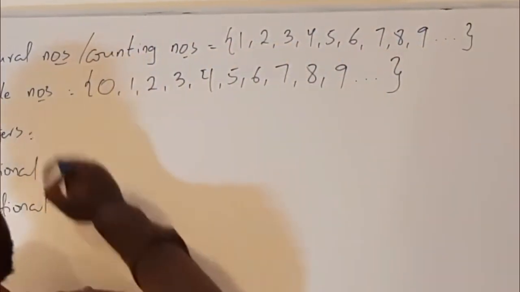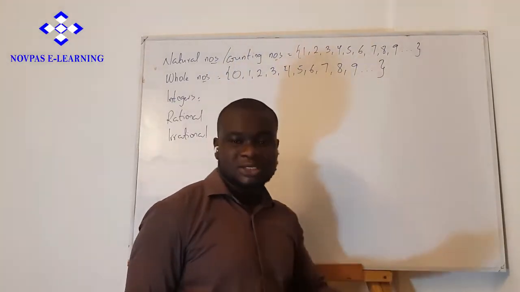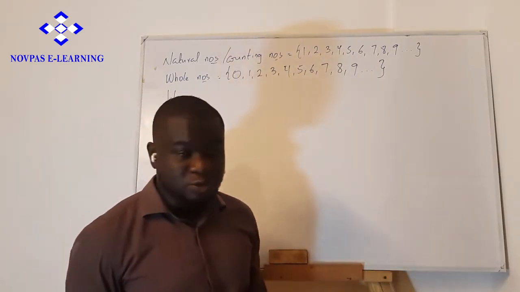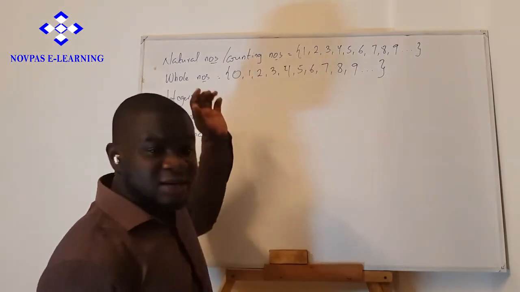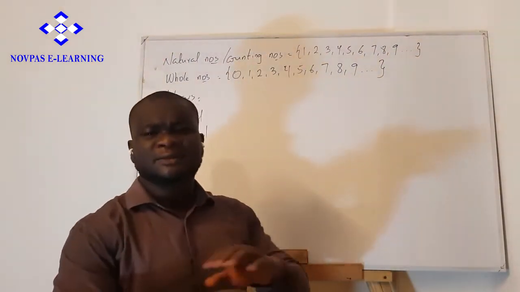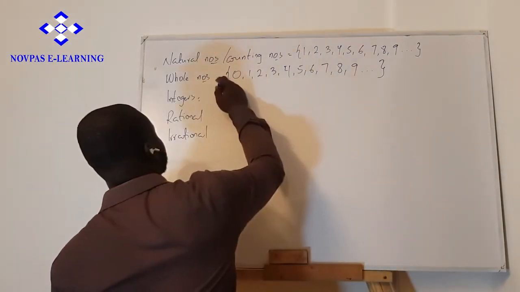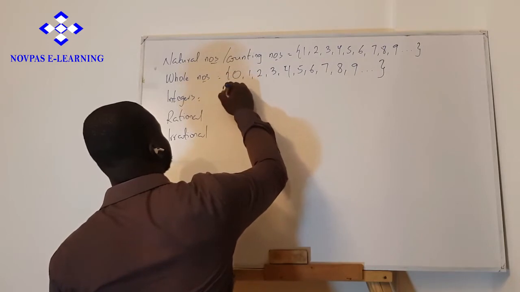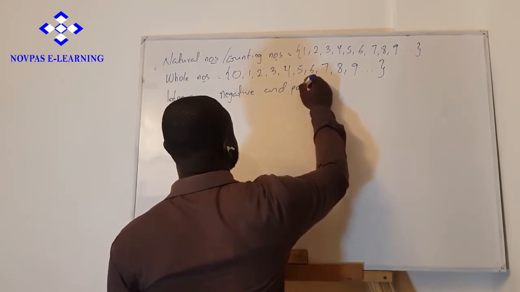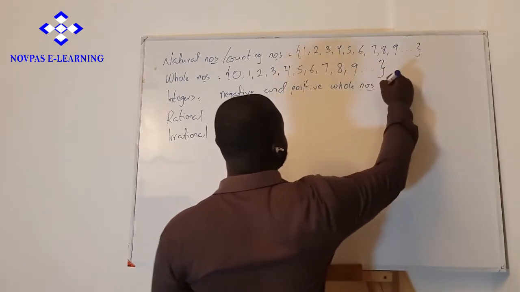Now when we talk of integers, what are integers? Integers, you are looking at both positive and negative whole numbers, 0 inclusive, okay? So from negative 100, you add 0, to positive 100. It's an infinite set, okay? Good. So negative and positive whole numbers, with 0 inclusive.